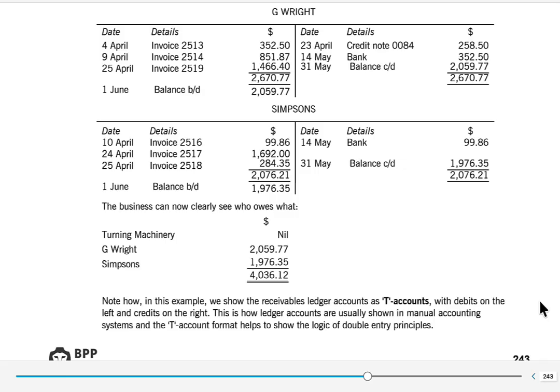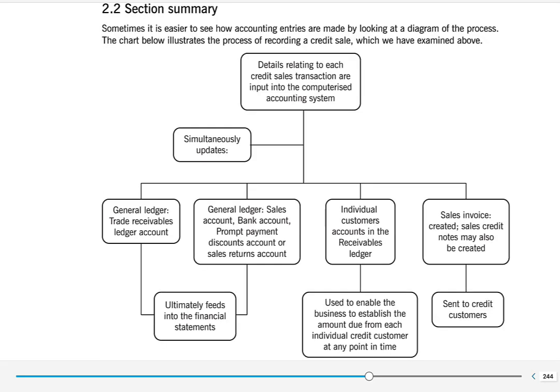Class. Now we explain lesson 2.2, the section summary. This part of the book is trying to do one very helpful thing for you. It is taking everything we just did in the example and turning it into a simple process map so you can see what happens in a computerized accounting system when a credit sale takes place. In the exam, when you can explain the process clearly, you score easy marks.